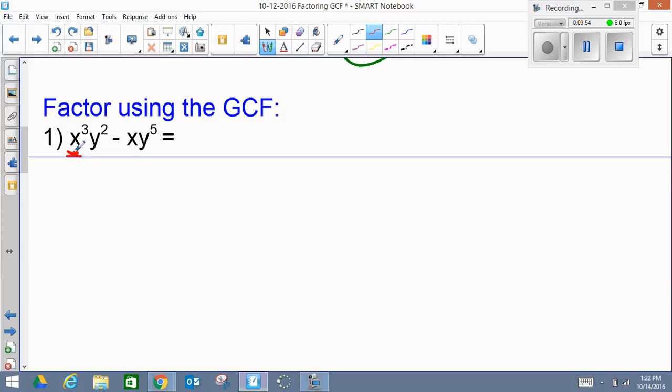The first term has an x. Do I have an x in the second term? Yes. So because the x is common, I bring it over here, and I have to choose the x with the lowest exponent. Right now, my first x has a 3. My second x, if there's no exponent, you have a 1. You should have a 1 right there. So if there's no exponent, you have a 1. So that's your common factor there, the x.